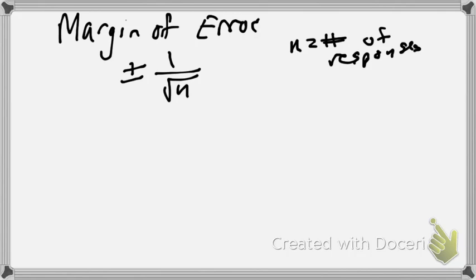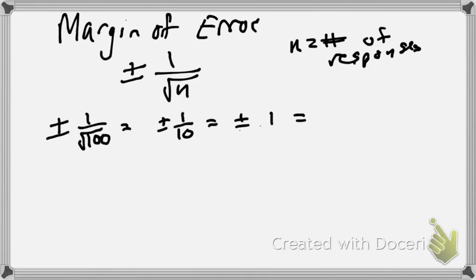So, for instance, if I ask 100 people something, I'm going to do plus or minus 1 over the square root of 100, which means that that's the same thing as plus or minus 1 over 10, which is plus or minus 0.1, which equals plus or minus 10%. So basically what I'm going to do is I'm going to go 10% up and 10% down from whatever my response was, and that's the range I can expect for something to be true. Okay? So let's look at a question.